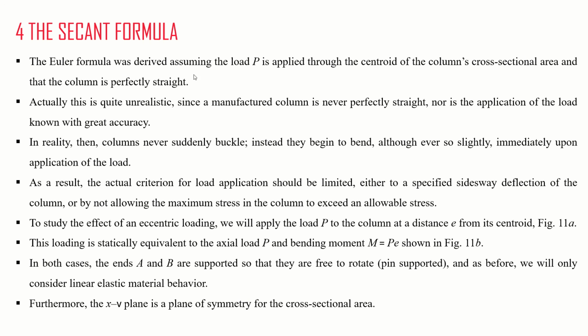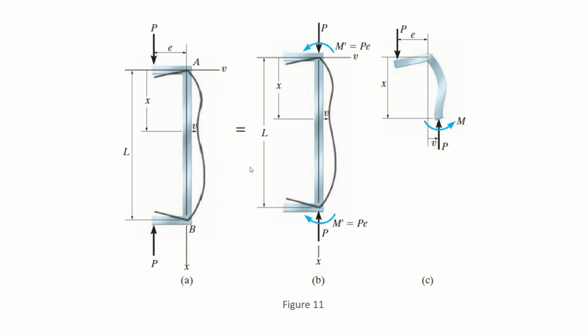The Euler formula was derived assuming the load P is applied through the centroid of the column's cross-sectional area and that the column is perfectly straight. But actually this is unrealistic, since a manufactured column is never perfectly straight, nor is the application of the load known with great accuracy. So what happens in reality? Columns never suddenly buckle, instead they begin to bend, although ever so slightly, immediately upon application of the load. As a result, the actual criterion for load application should be limited either to a specified sideway deflection of the column or by not allowing the maximum stress in the column to exceed an allowable stress, right?